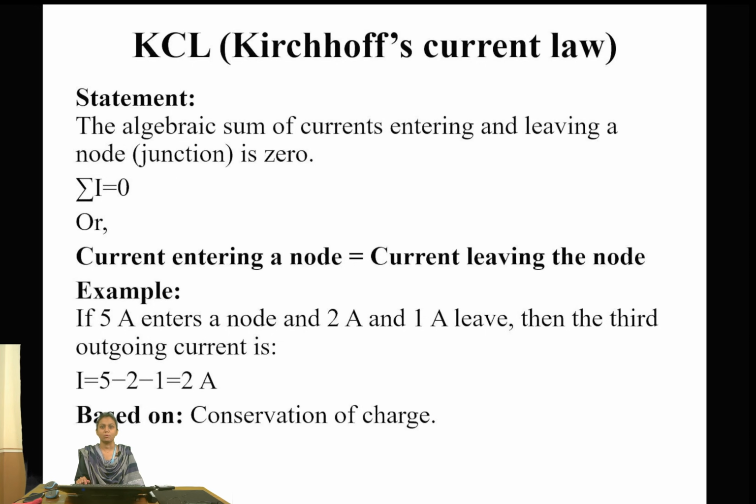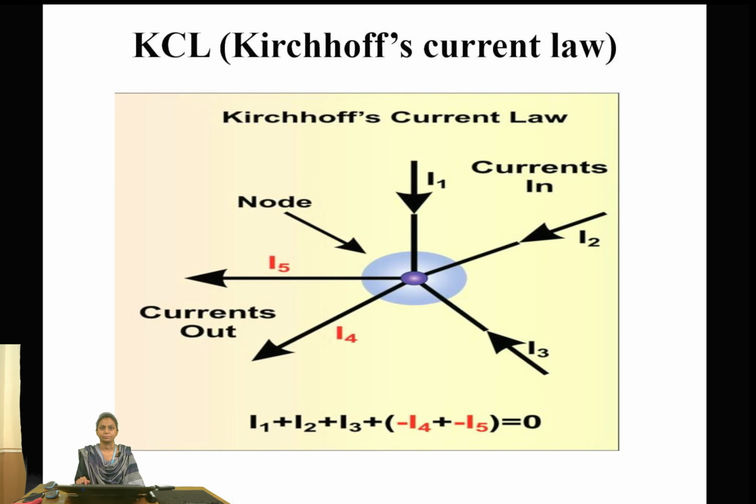So the algebraic sum of currents entering and leaving a node is 0, which is known as Kirchhoff's current law, and it is also defined as current entering a node is equal to current leaving the node. For example, if 5 ampere enters a node and 2 ampere current and 1 ampere current leave the node, then the third outgoing current can be calculated as I is equal to 5 minus 2 minus 1 is equal to 2 ampere, and this KCL is based on conservation of charge.